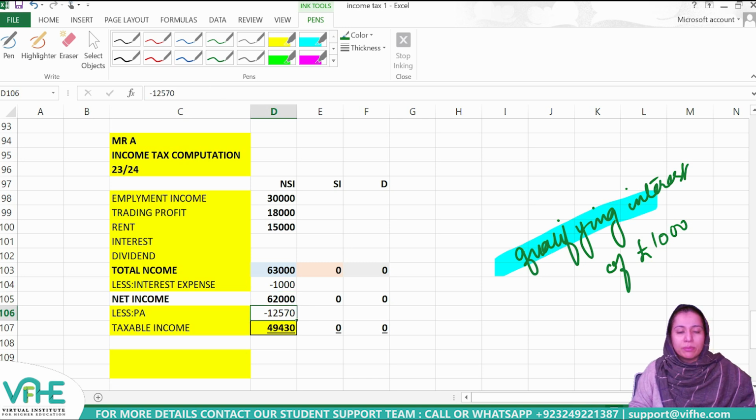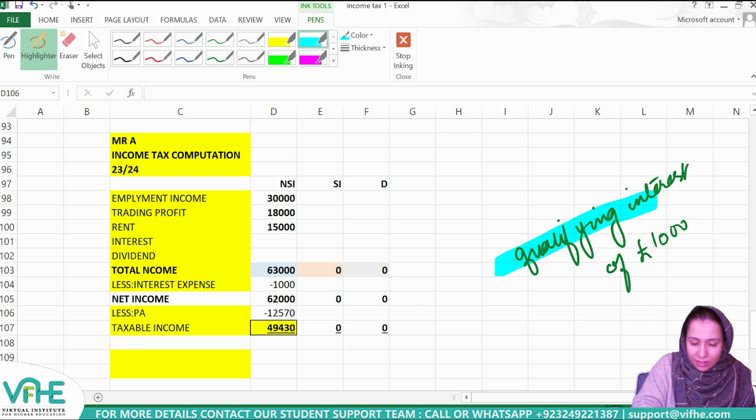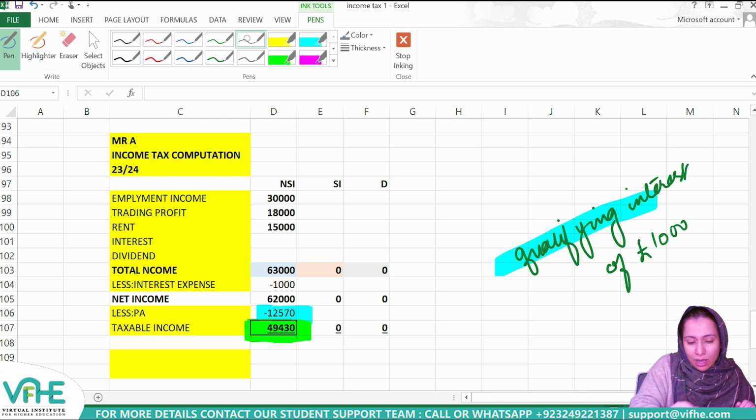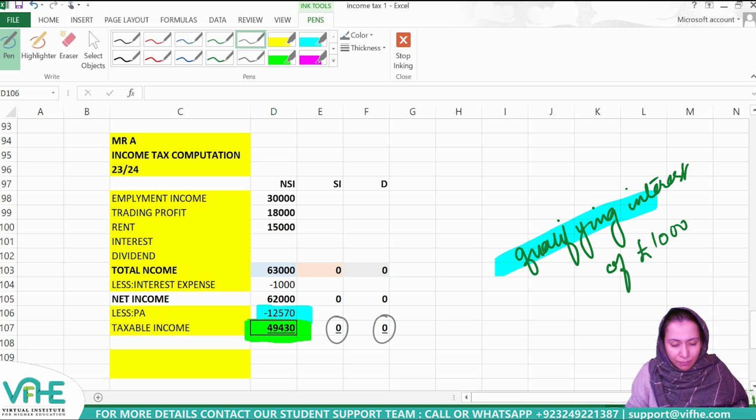Here comes the third step, the deduction of personal allowance, which we all know is £12,570. Afterwards, we come to know what our taxable income is. We have to go through each and every step, and the taxable income is the conclusion of the third step, on which the tax rates are to be applied. So what is the taxable income for non-savings? £49,430. As per the question, there is no savings and no dividend income.